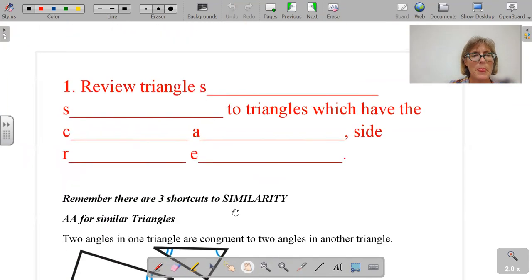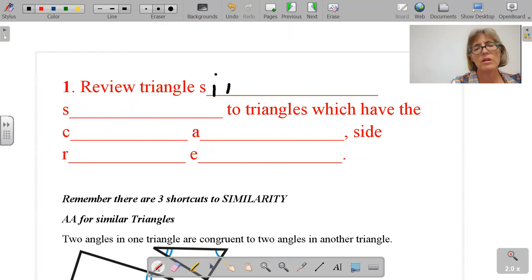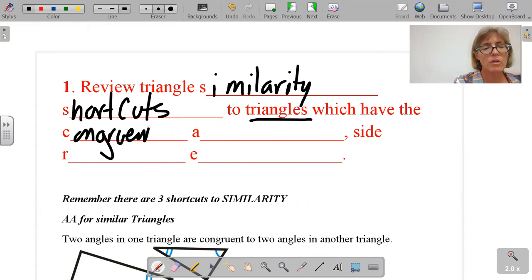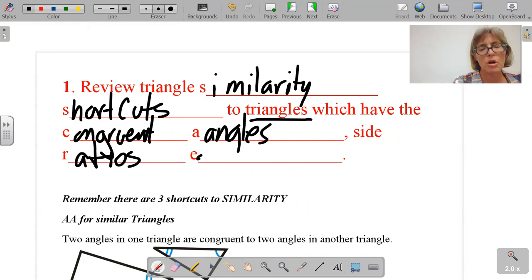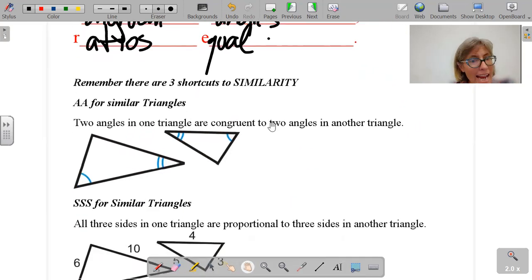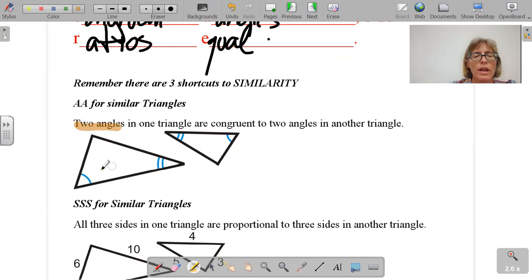So number one, we're going to review triangle similarity shortcuts. Two triangles which have congruent angles and side ratios which are equal. So what are the shortcuts to SCARE? There's three of them. One is angle, angle, where you have two angles in one triangle which are congruent to two angles in another triangle, corresponding angles here and here. That would represent angle, angle similarity.